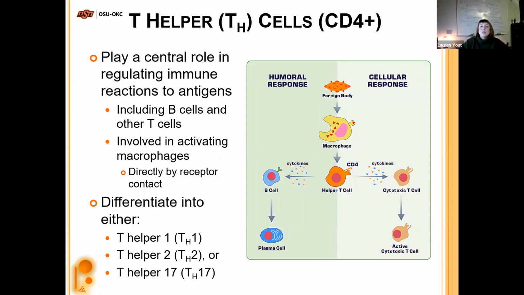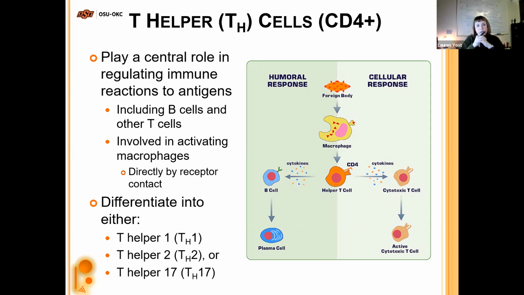So T helper cells. T helper cells are exactly what they sound like. They're going to be helping out other immune cells. They are CD4 positive. So that's all you need to know about that CD4 part. T helper cells are CD4 positive. They are going to play a role in regulating immune reactions to antigens. They're going to be activating and controlling responses by B cells and other T cells. And they're involved in activating macrophages as well, so that they can kick them into high gear. They usually do this by direct contact.